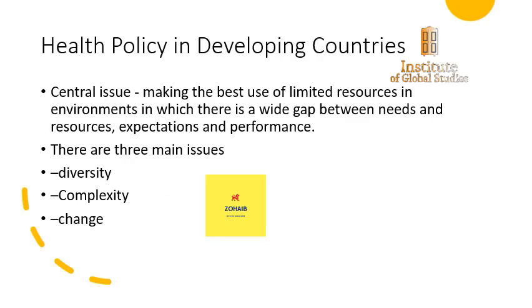So we have three different aspects, but the central issue is making the best use of limited resources in environments in which there is a wide gap between needs and resources. It means that we need to address the central issue first. After addressing that, we will address diversity, complexity, and change. So the central issue is to operate under limited resources, and to make the best use of those resources for the expectations and performance.